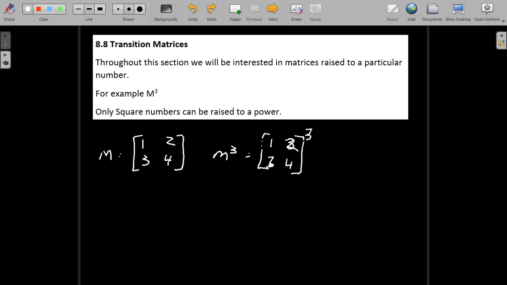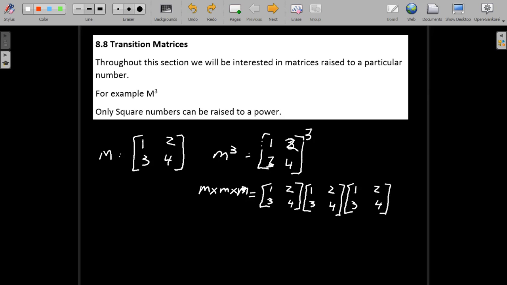Now it's important to note that M cubed actually stands for M times itself 3 times. M times M times M. So we actually get our matrix M times by itself 3 times. And when we do that, we can work out what our answer is by multiplying out the matrix. So this row by this column plus this row by that column, etc., using our train method. And then we get an answer.